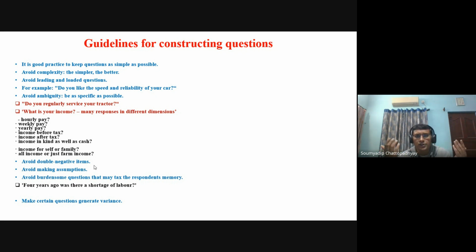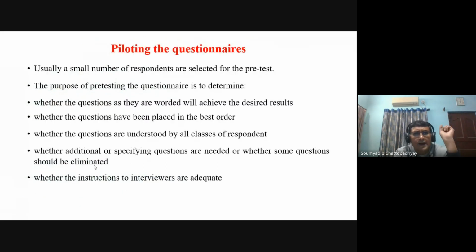These are some of the burdensome questions which, as a researcher, we should be careful not to incorporate. Also, you have to think about piloting the questionnaire. Usually this is a very important aspect which many of us do not follow seriously, but if you do this kind of piloting of the survey, it will be helpful for you in numerous ways.